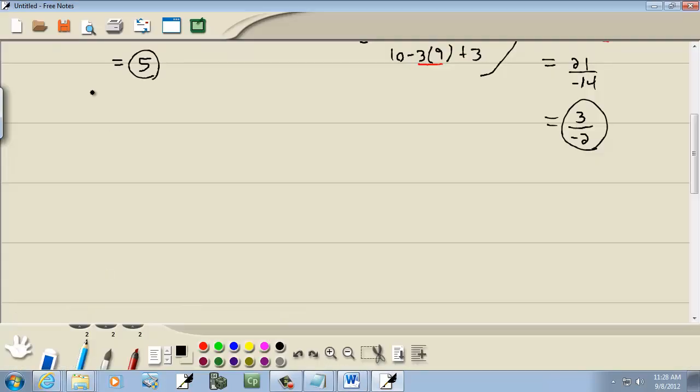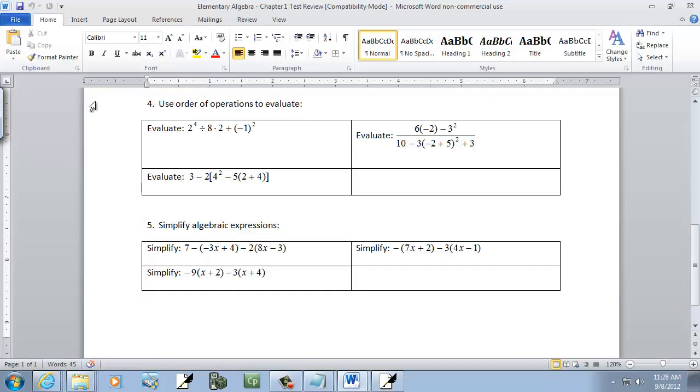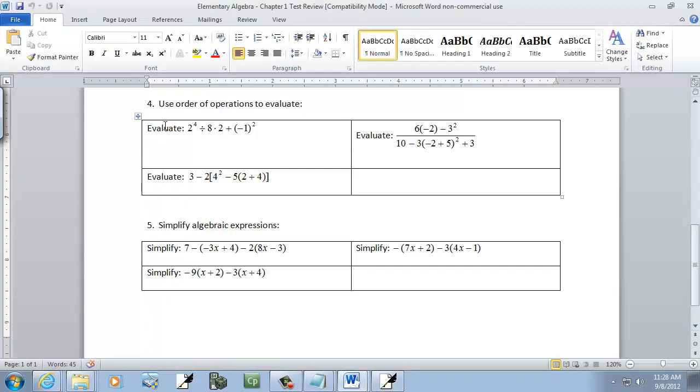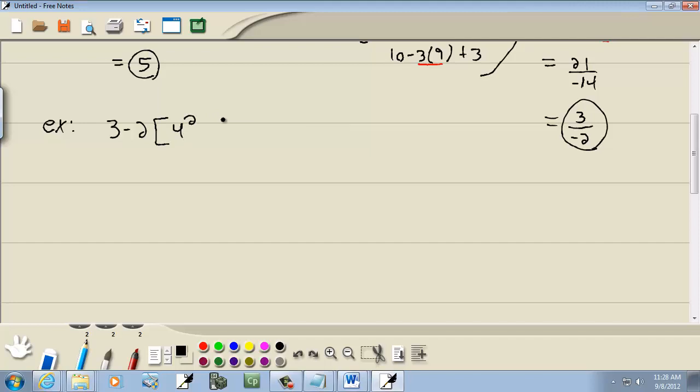Let's see, one more. We got 3 minus 2, then 4 squared, this is inside of brackets, minus 5 times 2 plus 4. Okay, please excuse my dear Aunt Sally. Do what's inside the inside brackets. Inside the brackets, we have a set of parentheses. So we're going to do the inner ones first. So we'll do the 2 plus 4. So let's see, everything else remains as is. 2 plus 4 is 6.